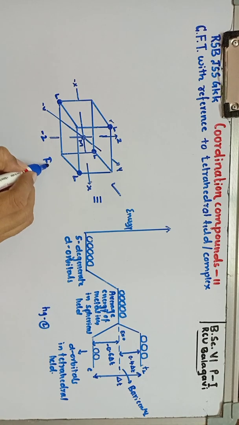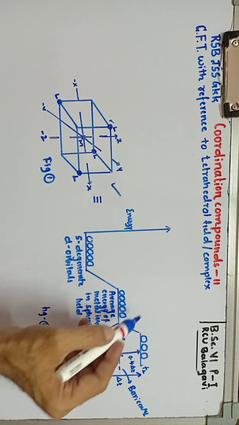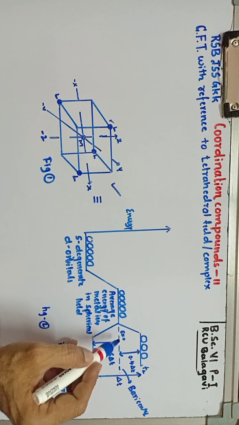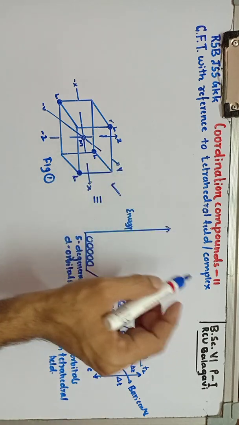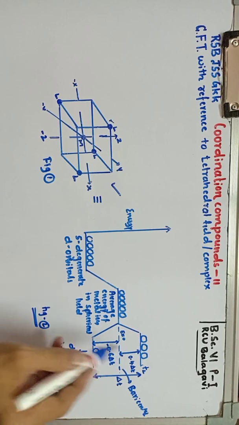This one is figure 1 and this one is figure 2. So that means by considering the average energy of the metal ion in a spherical field as 0, that is the barycenter, the crystal field splitting in the case of tetrahedral complexes can be represented in this fashion. So the splitting of d orbitals will look like this.